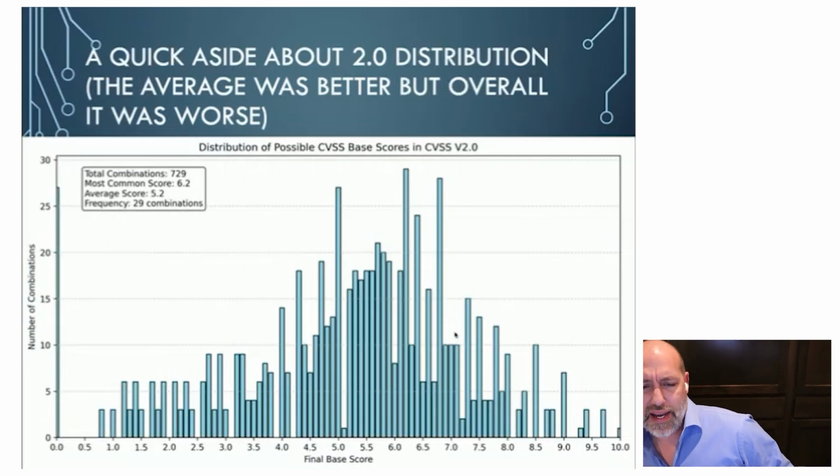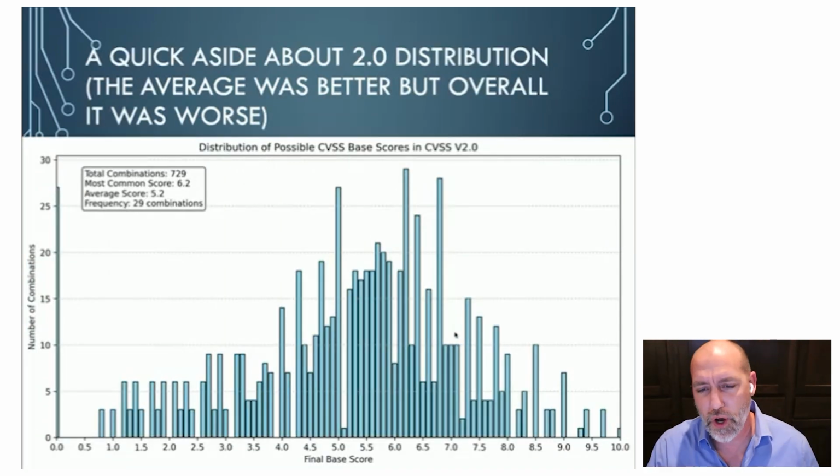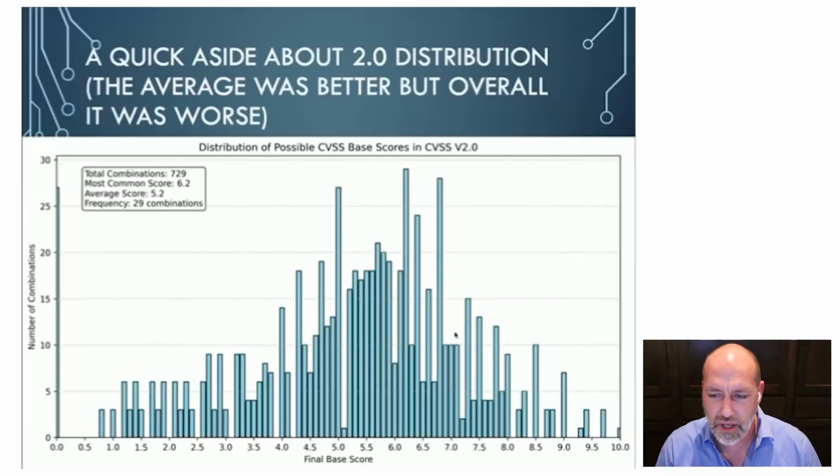So then I went back and I'm like, okay, well, 3.0 is probably an improvement over 2.0. So let's take a look at 2.0 to see what it looked like. And sure enough, it is better. Average score is 5.2, which is a little closer to being center, so that's good. But it's got way more spikiness and way more holes in the middle of it, which is not great. Fewer combinations of possibilities.